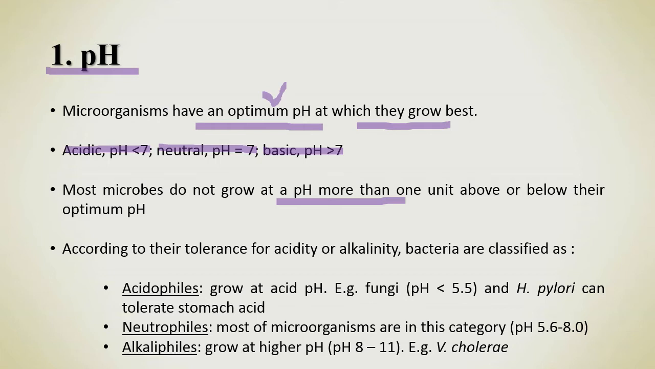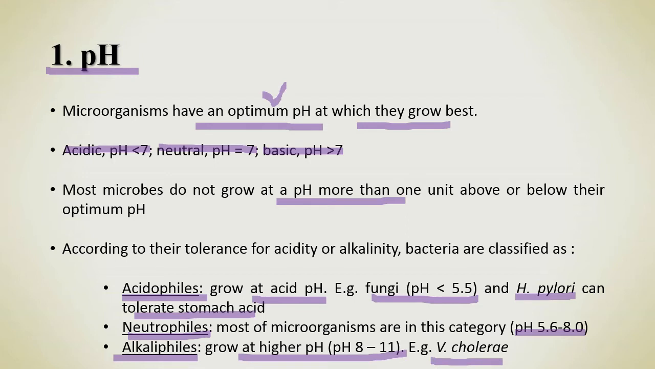For example, acidophiles are bacteria that grow at acidic pH. Examples include fungi, which grow at pH less than 5.5, and Helicobacter pylori, which can grow at pH less than 3, as in your stomach. Neutrophiles are bacteria that grow best at pH 5.6 to 8, which is almost all the bacteria you're going to use in your practicals. Followed by alkaliphiles, which grow best at pH 8 to 11. One example is Vibrio cholerae, which causes cholera.